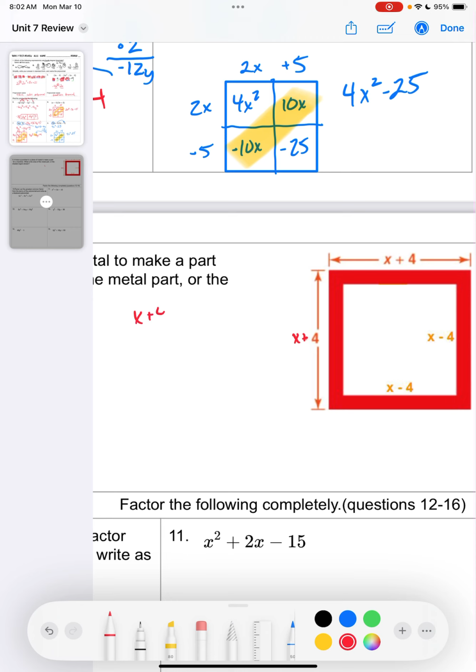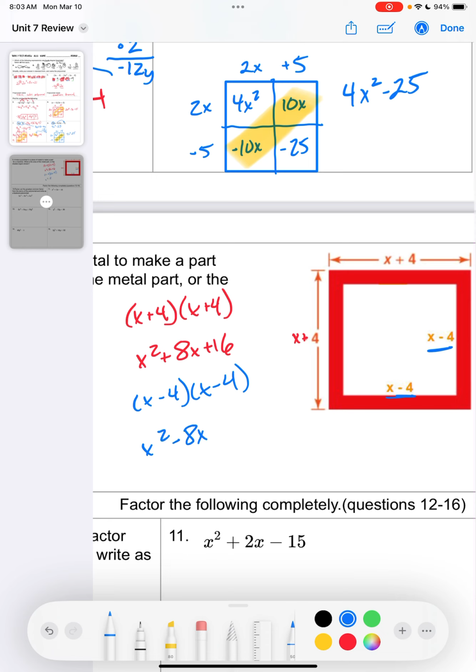So I'm going to do x plus 4 times x plus 4 first. And when we do that, we'll get x squared plus 8x plus 16. Then on the inside, I've got x minus 4 times x minus 4. And what we'll see there is x squared minus 8x plus 16.